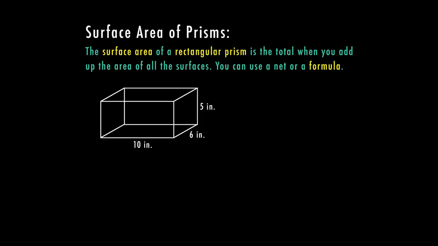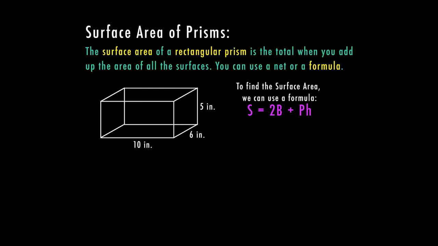So now we have the surface area of a rectangular prism, and we're going to use the formula. So this right here is the box actually folded all up with the same dimensions. We have 10 by 6 by 5. So now we're going to look at how to use the formula to figure this out. So to find the surface area, the formula we use is 2 times capital B, which means the area of the base, plus capital P times H.